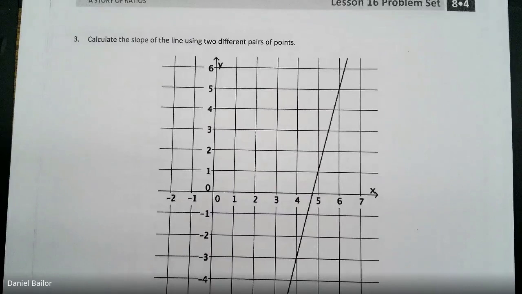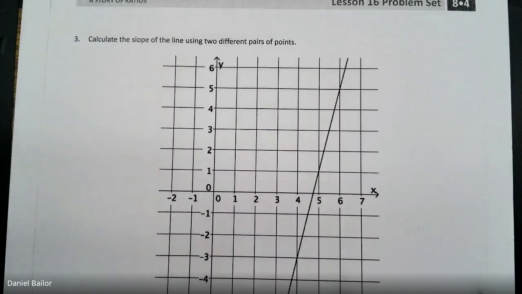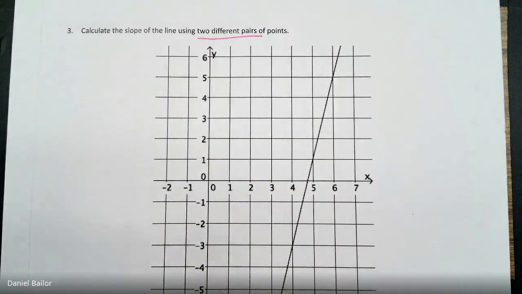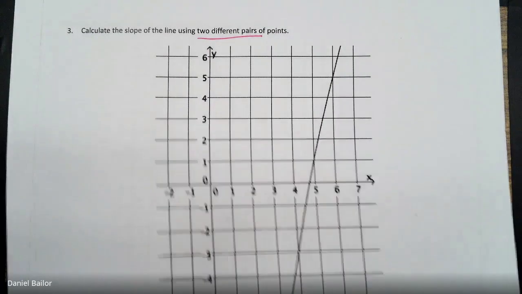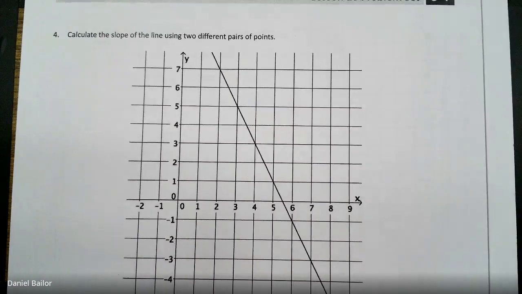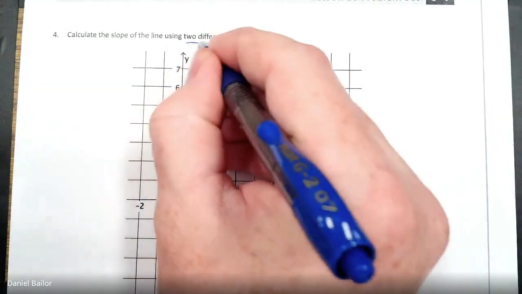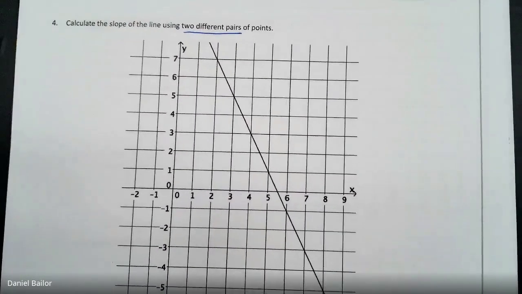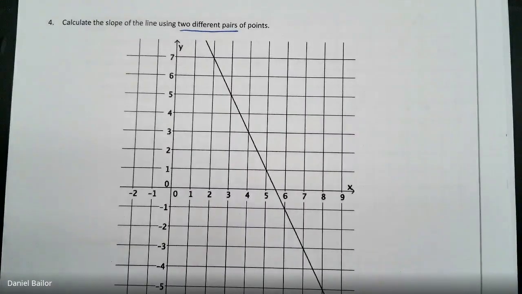Problem set question number 3. Calculate the slope using 2 different pairs. Do the slope formula twice. Page 193, again, using two different pairs. Use the slope formula twice. They want you to be really, really good at using the slope formula.